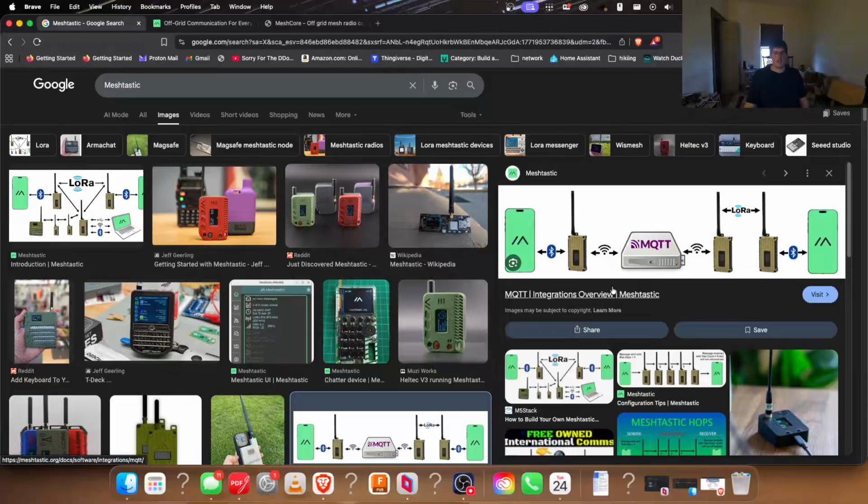In summary, it's just an offline, no license required meshing network that allows you to have a decentralized emergency communication system. It does not require internet of any sort, and it's low power.